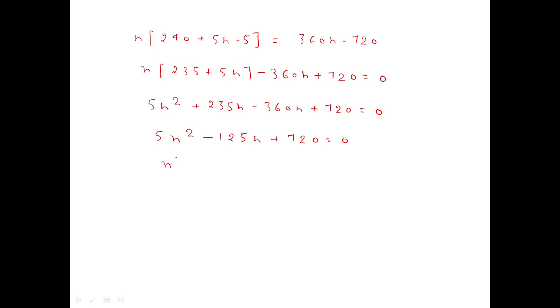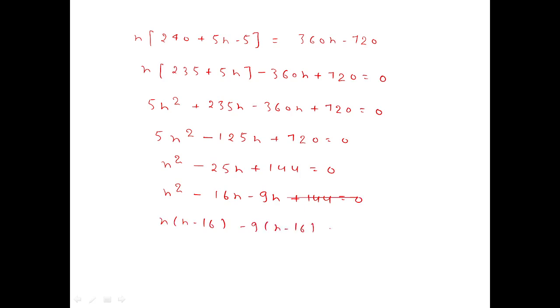5 common out, so we can divide by 5. n square minus 25n plus 144 is equal to 0. So split the middle term: n square minus 16n minus 9n plus 144 is equal to 0. So you will get n minus 16 into n minus 9 is equal to 0. So n is equal to 9 and n is equal to 16. So number of sides is equal to either 9 or 16.